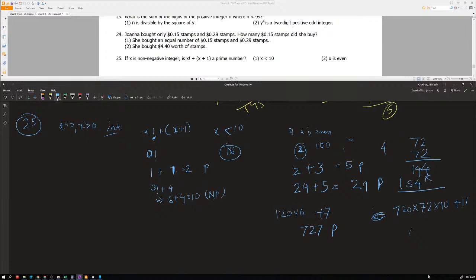Sorry, something is wrong. 7 times 2 is 14, and 7 times 7 is 49, which becomes 504. So it becomes 4, 8, 1, and 5. This is being added to 11, which will make it 5, 9, 1, 5. So this will definitely be divisible by 5 because it has unit digit 5. So definitely what I understand is this is not a prime number. But this is when I've taken 10.